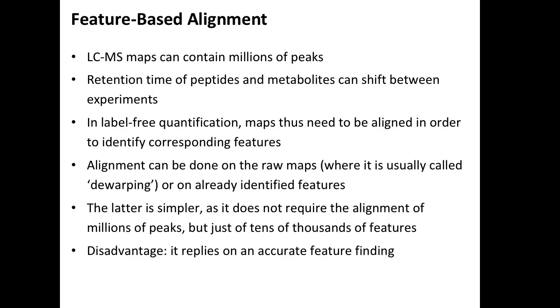Retention time can shift between experiments. There are a number of reasons for that. It's much harder to control that. You also have issues with the pumps. You have issues with temperature. You have issues with the column that only supports a certain number of injections. If you change columns in between, you tend to have batch effects. So there are many things that can go wrong.